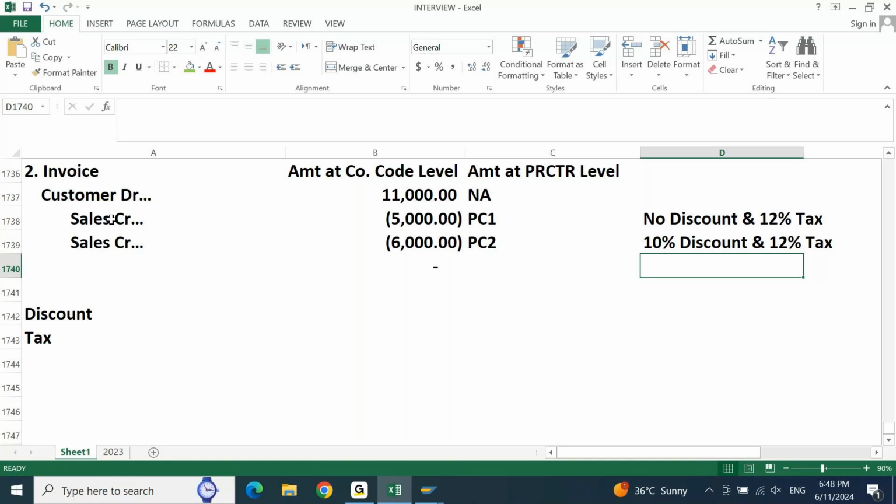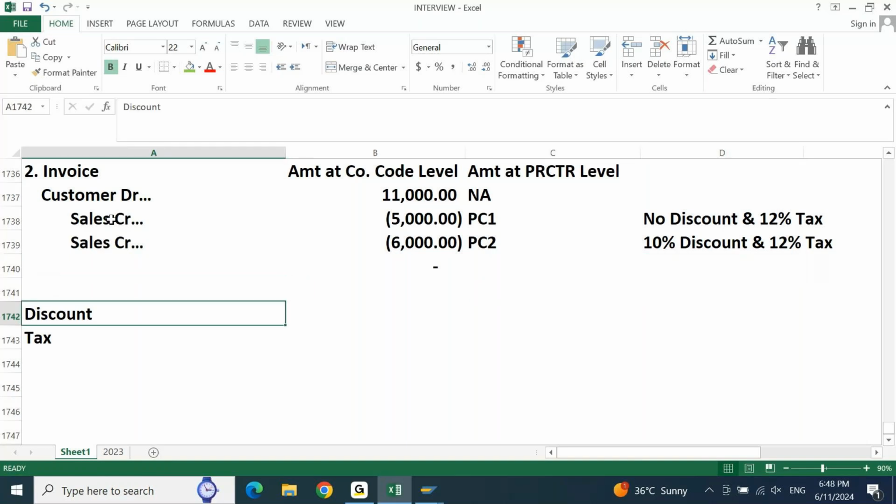Do you get a discount at the time of invoice? Are you going to get the discount at the time of invoice, or are we going to get it at the time of payment? Yes, sir. At the time of payment also. Both are possible.